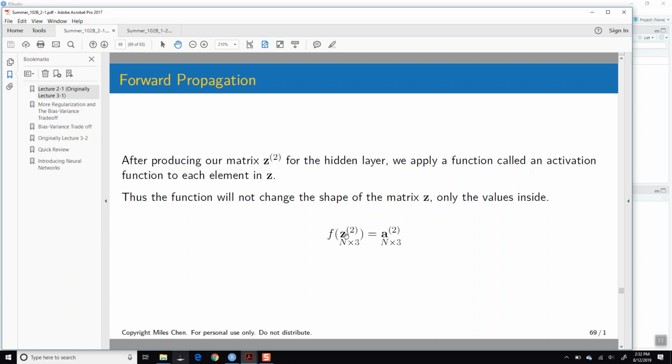We call the output of that A, because it's like the node has been activated. If you're thinking of a neuron, depending on the electric signal that comes in, it activates the neuron, which will either send out another pulse or something.